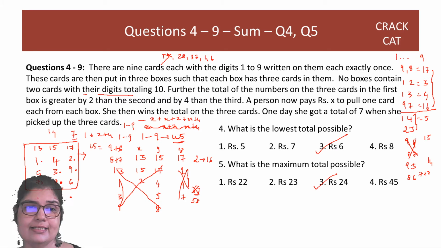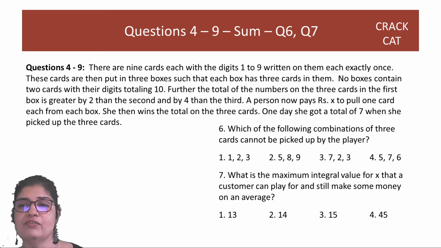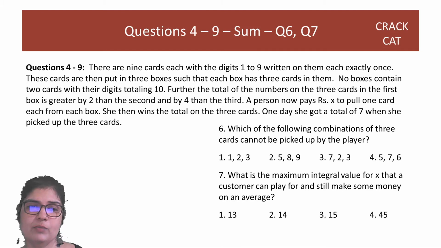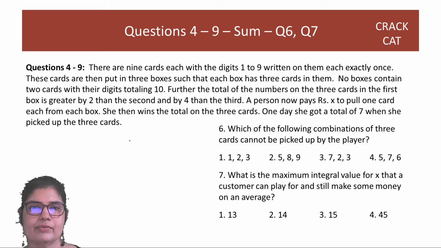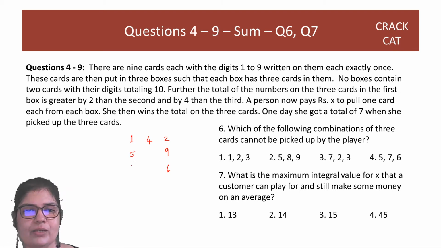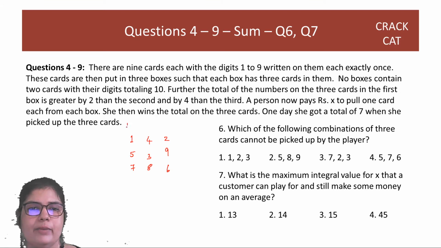Now let's see the next set. Which of the following combinations of 3 cards cannot be picked up by the player? Okay. So let us just get our numbers here. Otherwise, we'll just have to keep going back and forth. Correct? So I remember we had 1 here, 4 here and 2 here. With 2 we said, 9 and 6 will come. With 1 we said 5 and 7 will come, right? This was the possibilities.